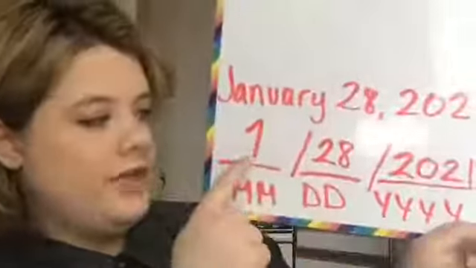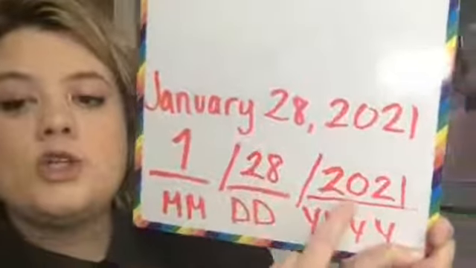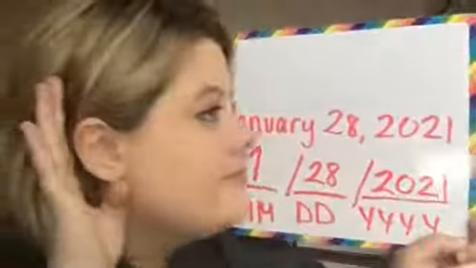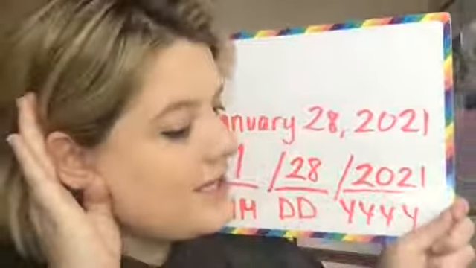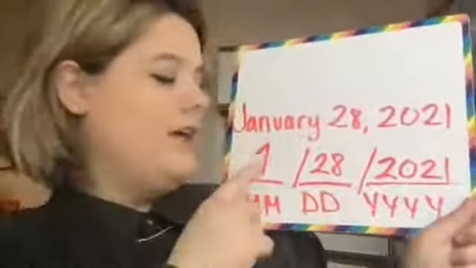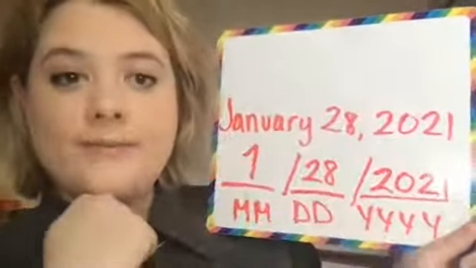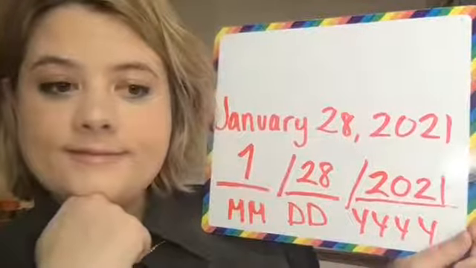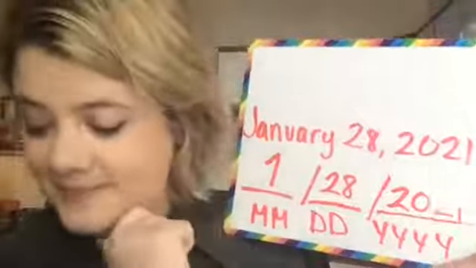Right, let's practice. Good, Rhoda. Rhoda has the month, the day, and the year. Very good. Okay, ready? January 28, 2021. Go ahead and say it. Say it to your computer. January 28, 2021. Good?